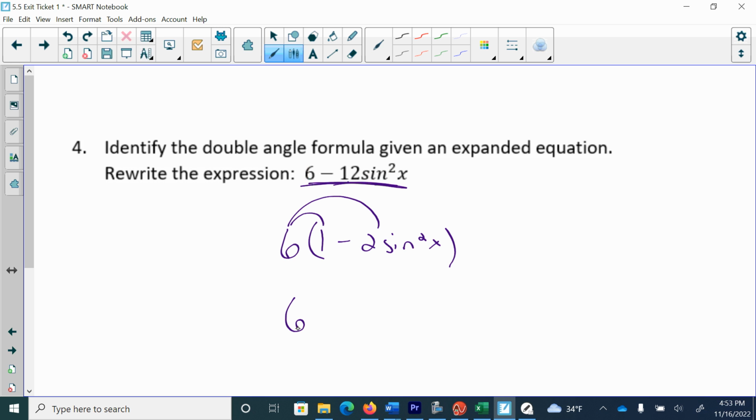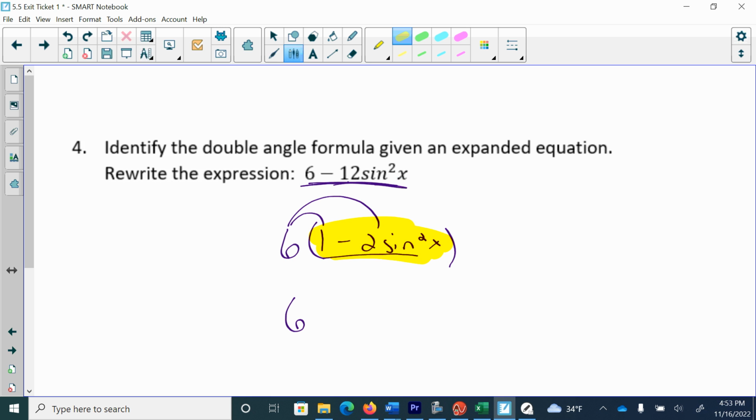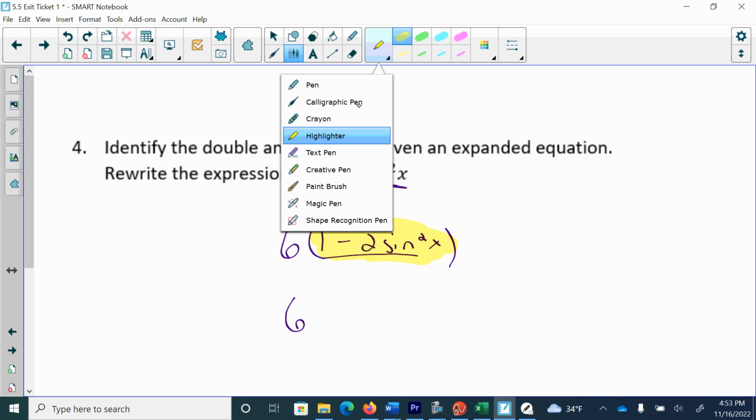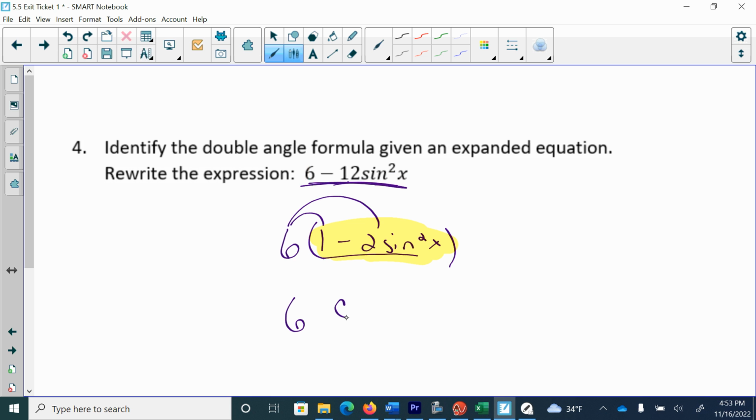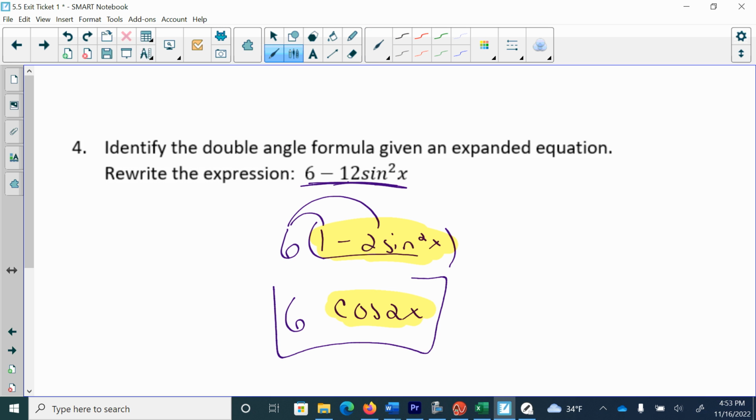So here's 6. This here is a double angle formula, and that double angle is cosine 2x. So this becomes this. And so my final answer is going to be this whole thing.